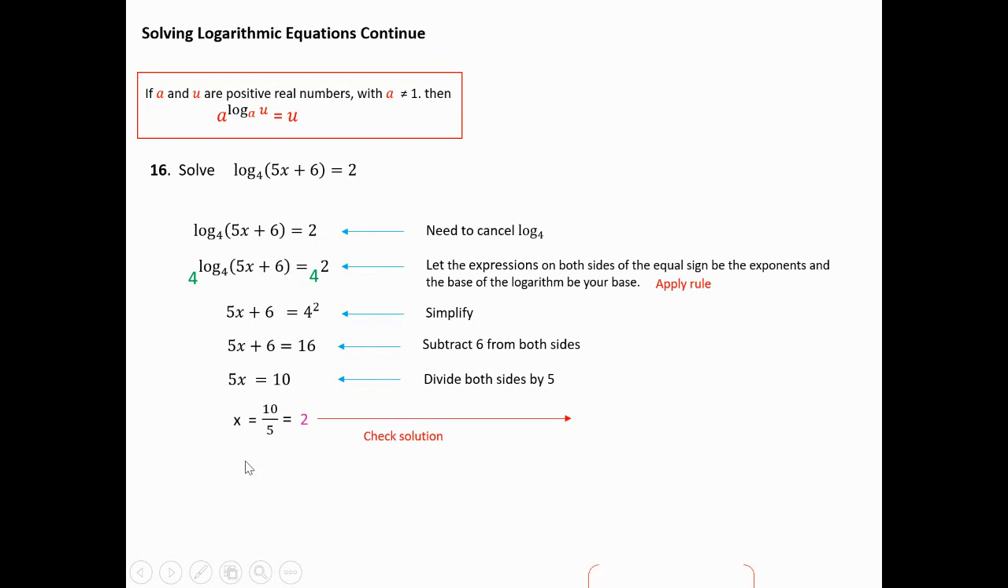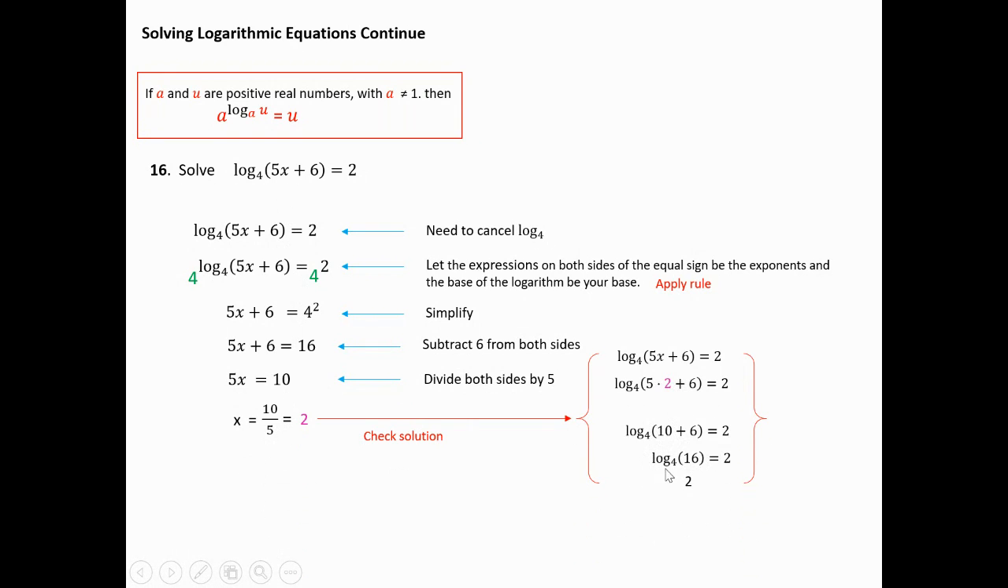Now we can check our work, right? By plugging in 2 for the x's. Right, so 5 times 2 is 10. 10 plus 6 is 16. So log base 4 of 16 equals 2, because this is how you read, or simplify, log base 4 of 16.